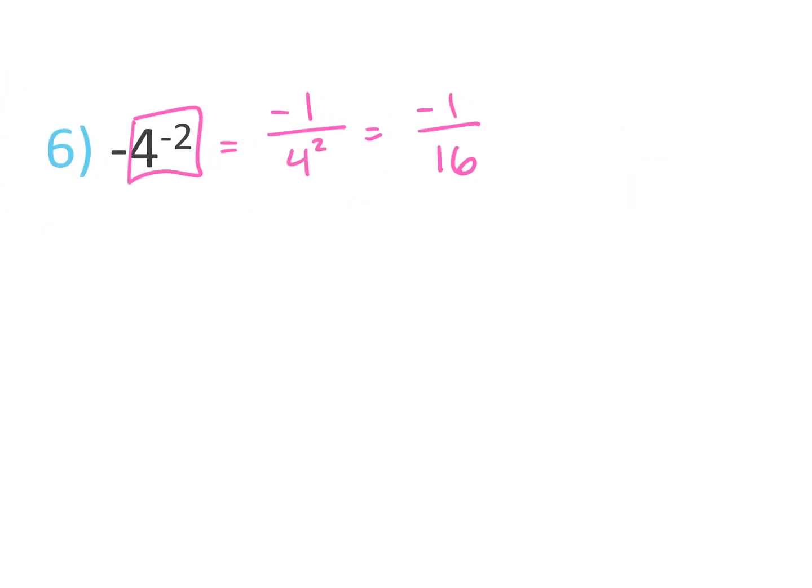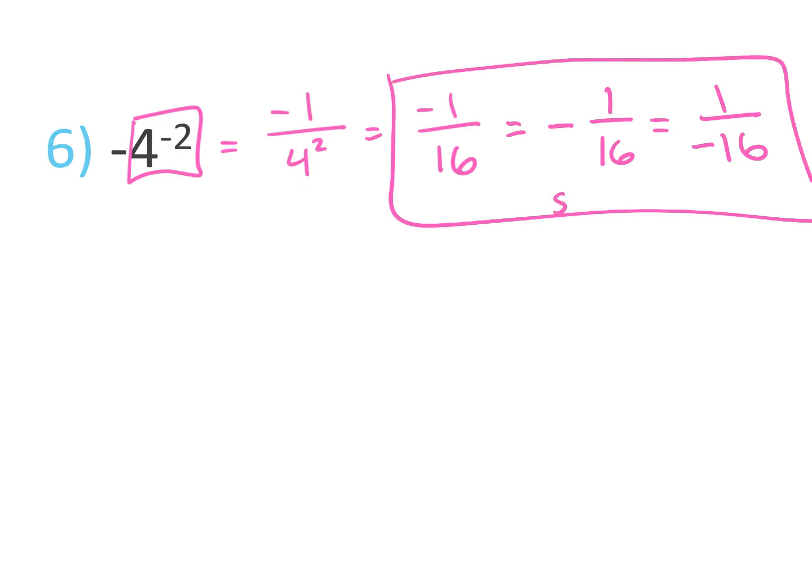And just remember, saying negative 1 over 16 is the same thing as saying negative 1 over 16, and it's the same thing as 1 over negative 16. It doesn't matter how you write it. All three of these are the same. So if you moved the negative to the bottom also, that's fine because it doesn't matter where the negative goes, just as long as you don't square the negative.